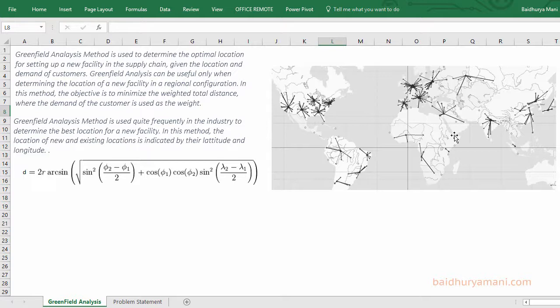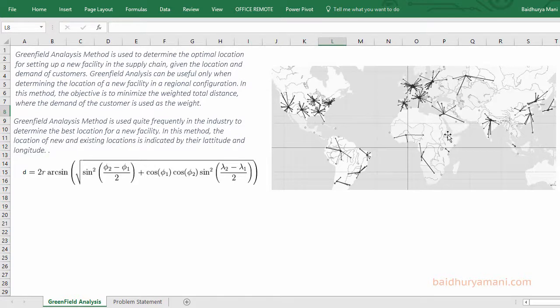There is a related method called center of gravity, which uses x coordinate and y coordinate to indicate the locations. However, locations are generally indicated in the industry either by zip code or by latitude and longitude. So, center of gravity method is generally not used in the industry, and this is one of the reasons why Greenfield analysis method is popular in the industry.